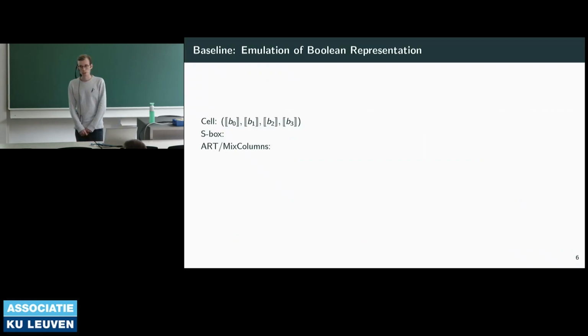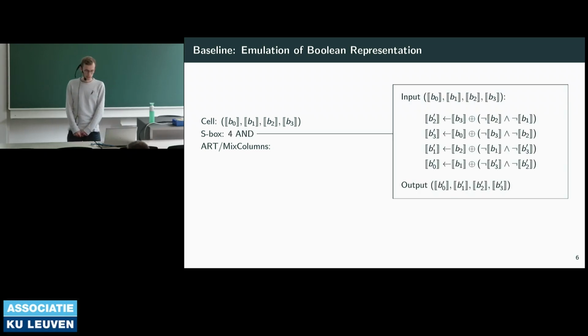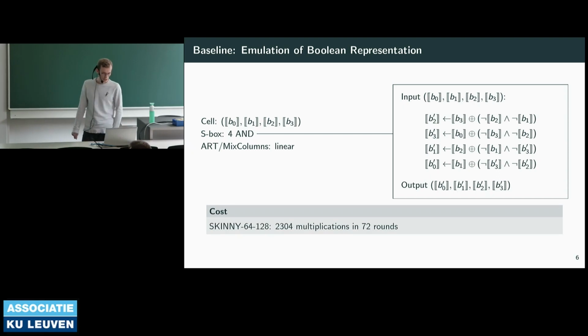But first, let's set up a baseline. The baseline would be to emulate the Boolean representation of the primitive that we already know from previous works. In this representation, the cell consists of four shares, and each share holds one bit of the state. Then we can compute the S box using the formula that we would use for a hardware implementation of SKINNY, which I put here. This S box costs 4 AND gates to compute. The other steps, the round tweakey addition and mix columns layer, are cheap because they are linear operations. So in total, for the 16 S boxes that I apply every round, at 4 AND gates each, and for all the rounds, the cost to evaluate SKINNY is this number of multiplications.